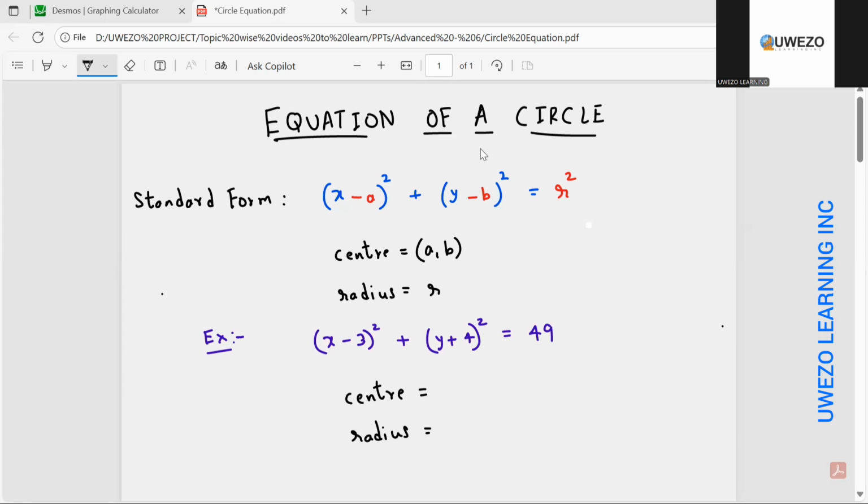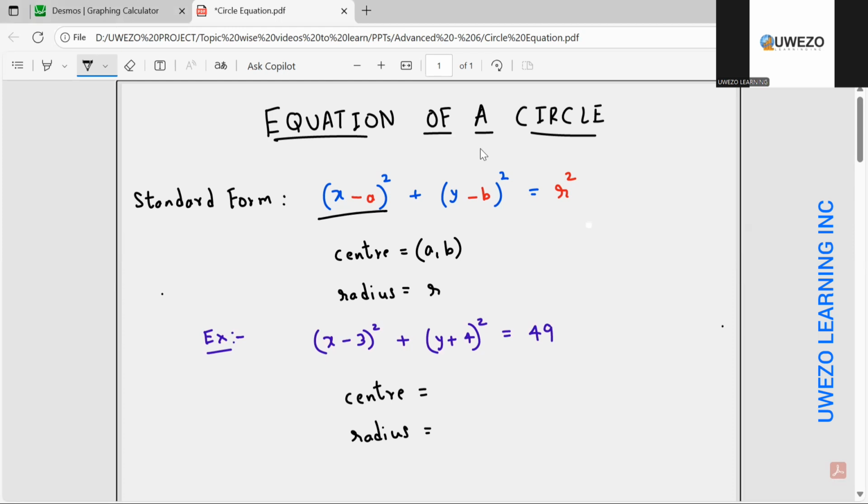The general form of the equation of a circle is (x minus a) whole square plus (y minus b) whole square equal to r square, where the center would be (a, b) and the radius is going to be r. For example, if we have a circle equation (x minus 3) whole square plus (y plus 4) whole square equals 49, then the center would be (3, negative 4).